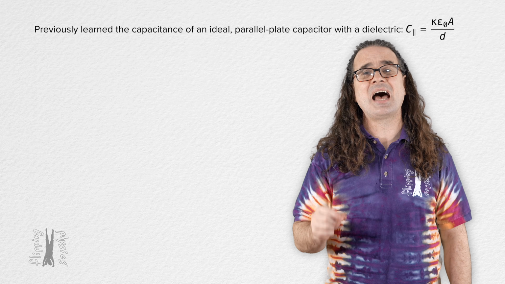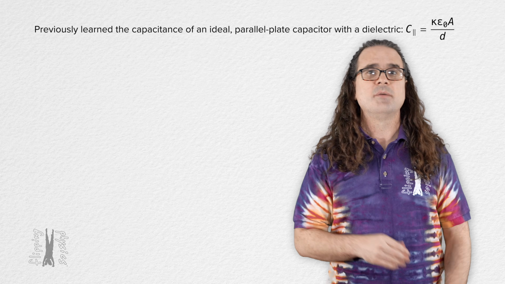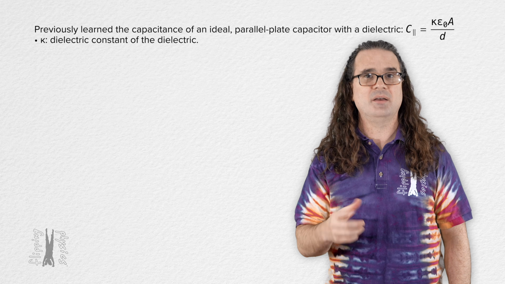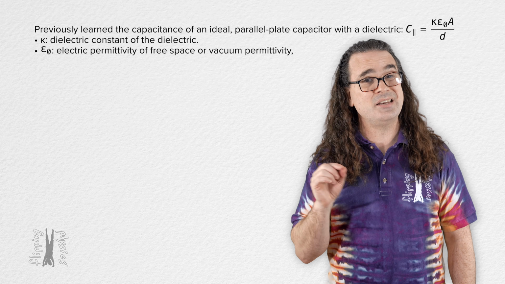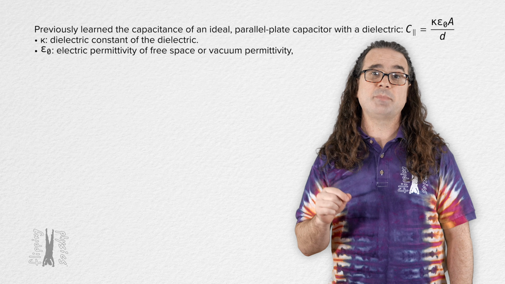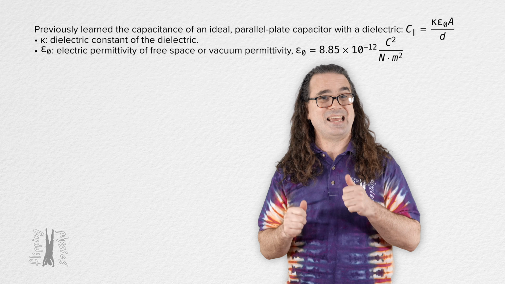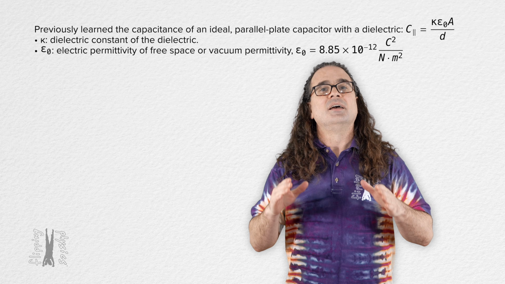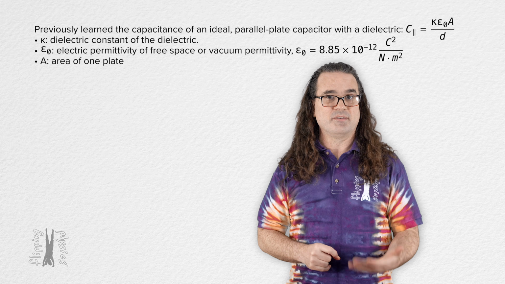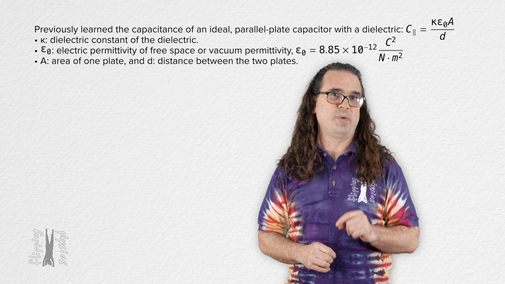As discussed previously, the capacitance of an ideal parallel plate capacitor with an insulating material, or a dielectric, between the two plates equals kappa, the dielectric constant of the dielectric which is between the two plates, times epsilon naught, the electric permittivity of free space, or vacuum permittivity, which has a constant value of 8.85 times 10 to the negative 12 coulombs squared over the quantity newtons times meter squared, times capital A, which is the area of one of the plates, all divided by lowercase d, which is the distance between the two parallel plates.